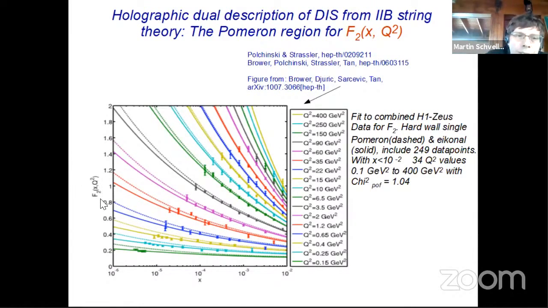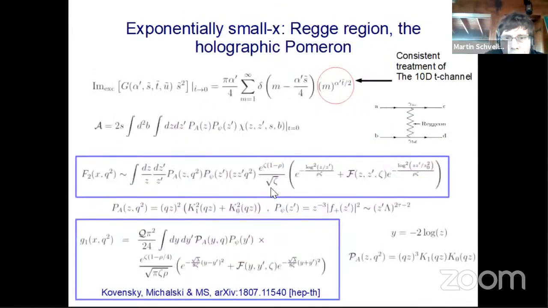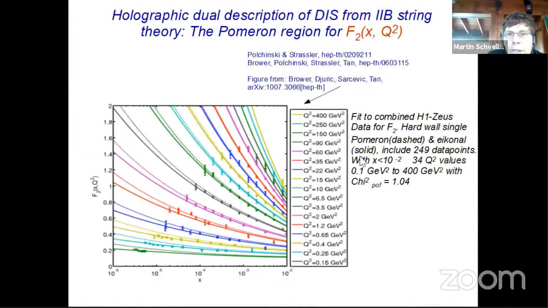So basically, if you look at this picture over here, what they did, I mean, Brower, Djuric, Sarcevic, and Tan, is the following. They fit this expression over here with three free parameters, as I said, against the data. The data coming from this experiment, H1 at HERA in DESY, in Germany, and basically it had 249 data points. And what they got is a chi-square per degree of freedom of 1.04.